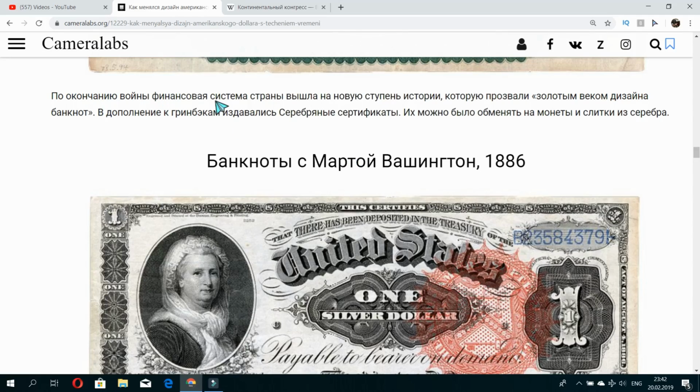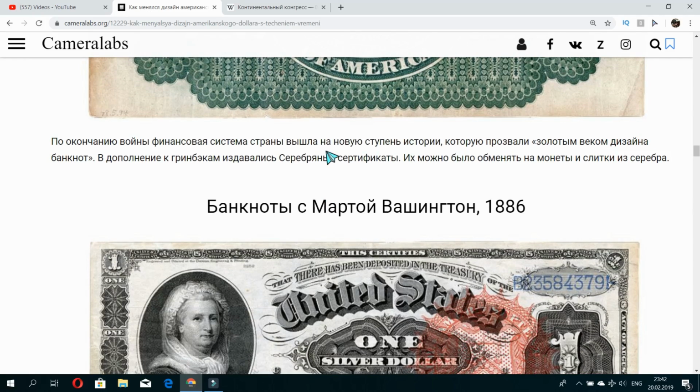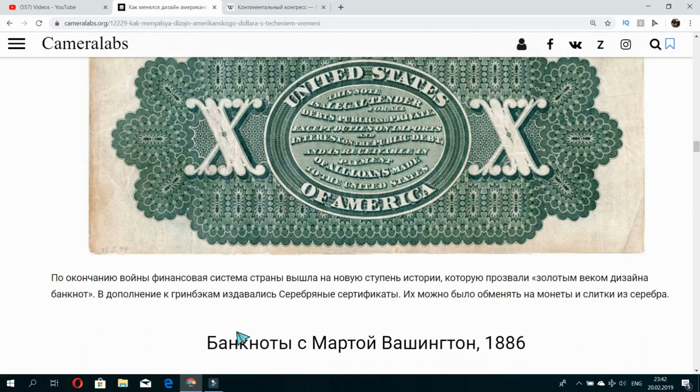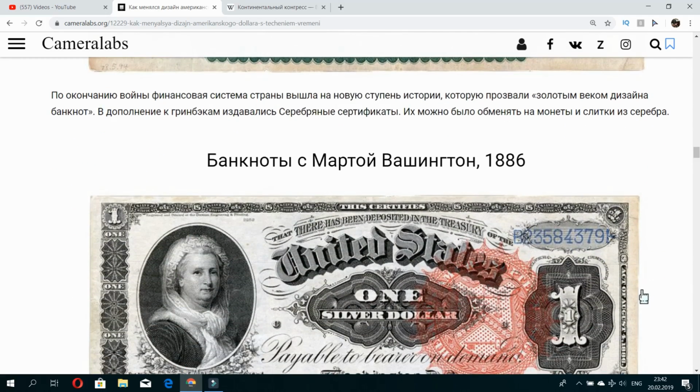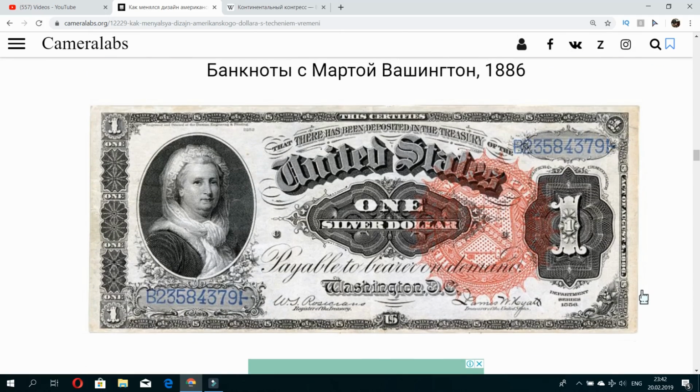Also, at the end of the war, the financial system of the country came to a new step, and that was the golden age of design of the banknotes. And in addition to the greenback, they gave the silver certificates. They were available for change in coins and little pieces of silver. How do you call them? Okay, banknotes with the model Washington from 1886.